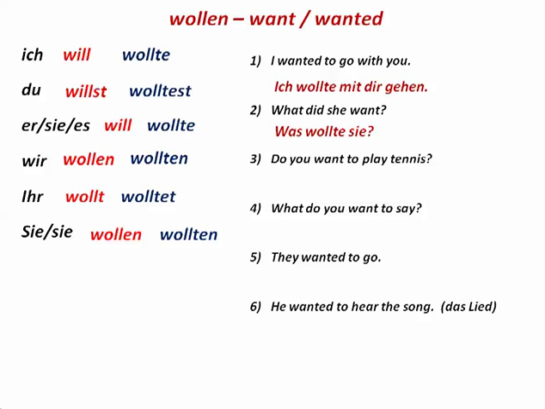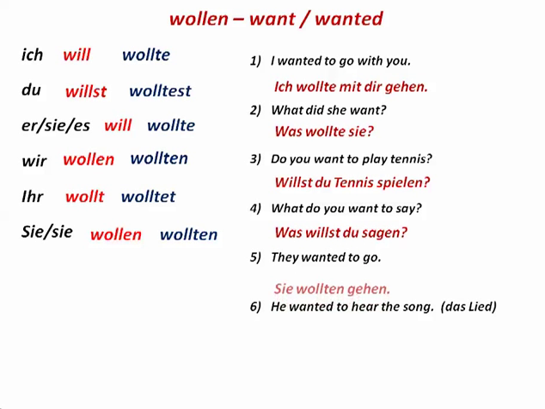Do you want to play tennis? Here we'll say, willst du Tennis spielen? What do you want to say? Was willst du sagen? They wanted to go. Sie wollten gehen. He wanted to hear the song. Er wollte das Lied hören. So here you can see that at the end in number 1, 3, 4, 5, and 6, we have the other verb, the secondary verb, at the end, even when it's a question. And this particular one we don't, because there's not a secondary verb.